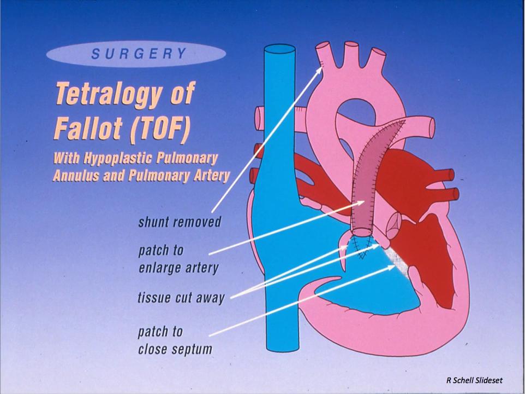Now, if someone had a BT shunt and then came for a more definitive repair, the BT shunt is taken down and is removed. A patch can be placed between the right and left ventricle to close off the VSD. Enlargement of the pulmonary artery can be done with a patch. And now, in this case, all venous blood goes to the right heart and then into the lung through the pulmonary artery, which is enlarged, and there is no right to left shunting.